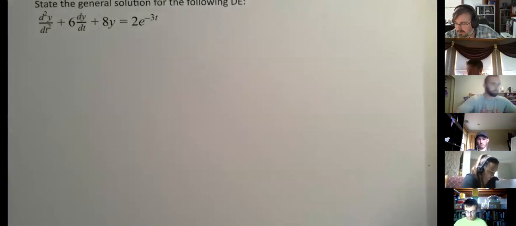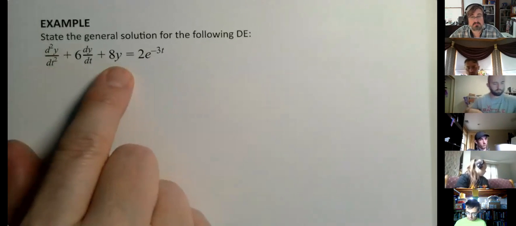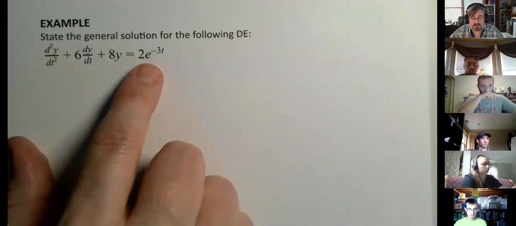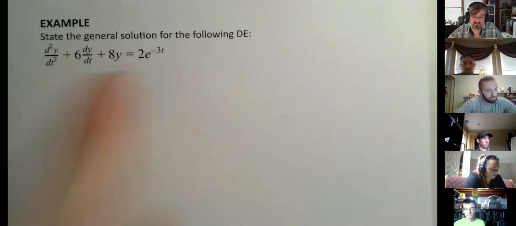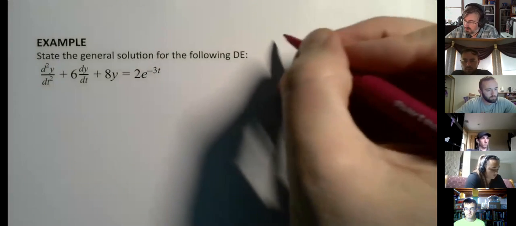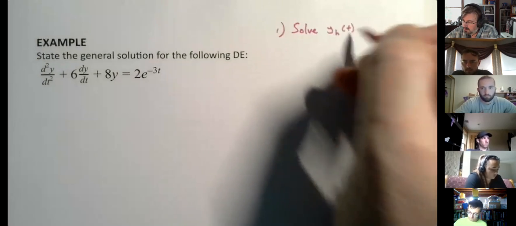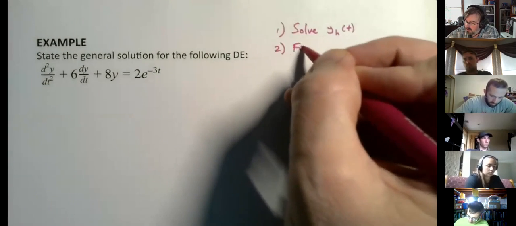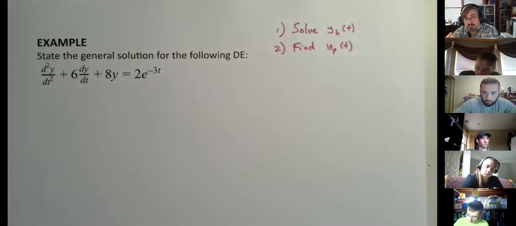So let's take a look at an example. This one's going to be a harmonic oscillator, at least it could model a harmonic oscillator, with the right-hand side being that forcing function. The forcing function in this case is an exponentially decaying forcing function. Okay, so remember the process we need to follow. Step 1 is we have to solve the homogeneous part of the differential equation. Step 2 is find a particular solution. And step 3, put them together.